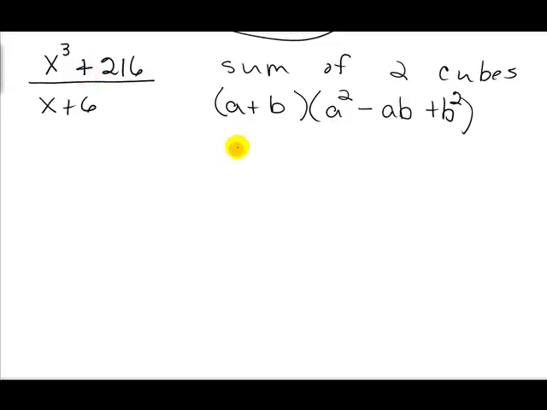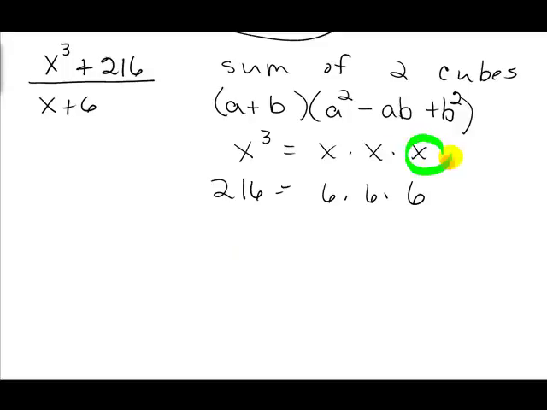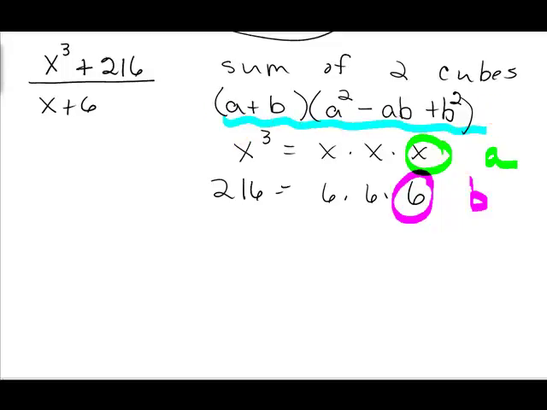It helps me to come over and say x cubed is x times x times x. 216 is 6 times 6 times 6. Then I know that this is A and this is B. And I can fill it into this formula that I have here. So open up my set of parentheses, and A is x and B is 6.